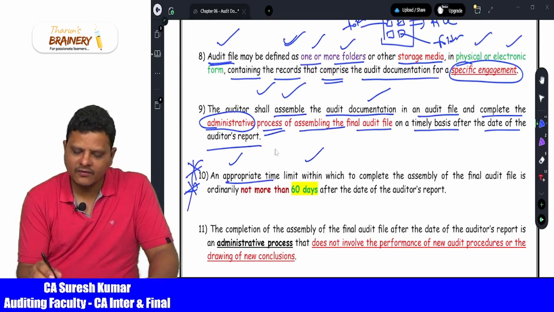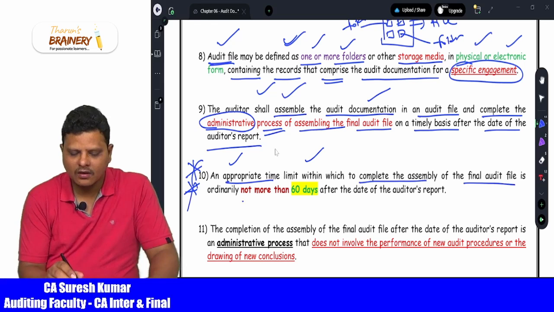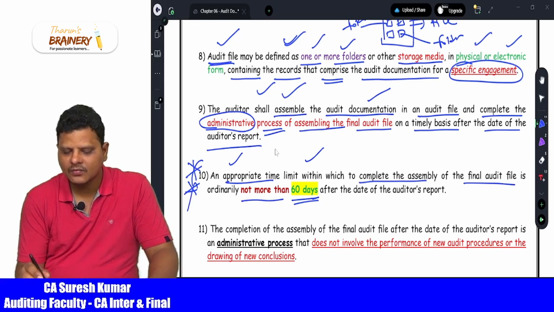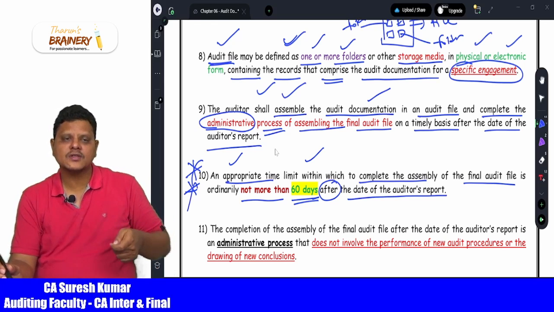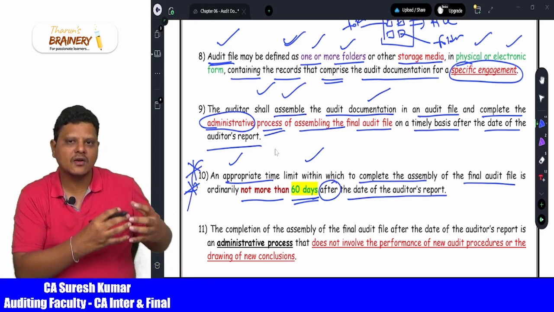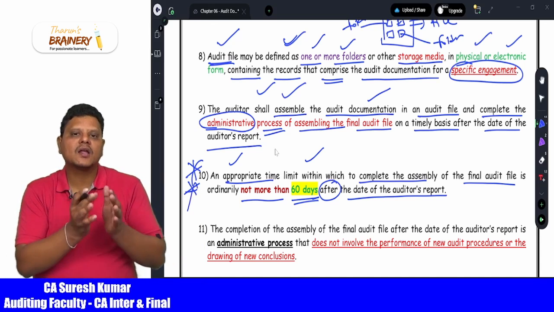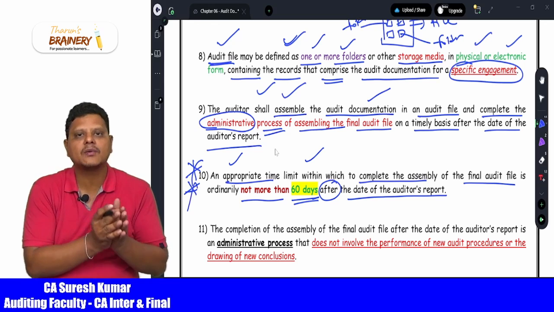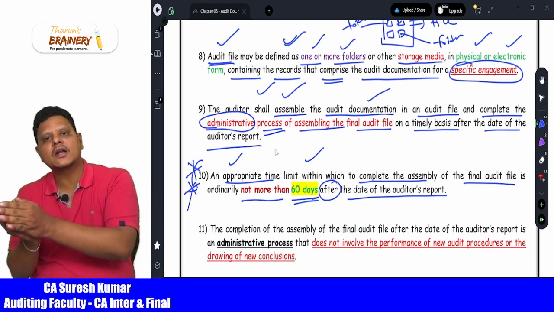The time limit given to complete the assembly of the final audit file is not more than 60 days after the date of audit report. So once audit report is given, I am going to start the assembling process. Assembling process means collection of all documentation into a single file. Now this process takes some time. The time limit given to the auditor is 60 days, after the audit report is given.